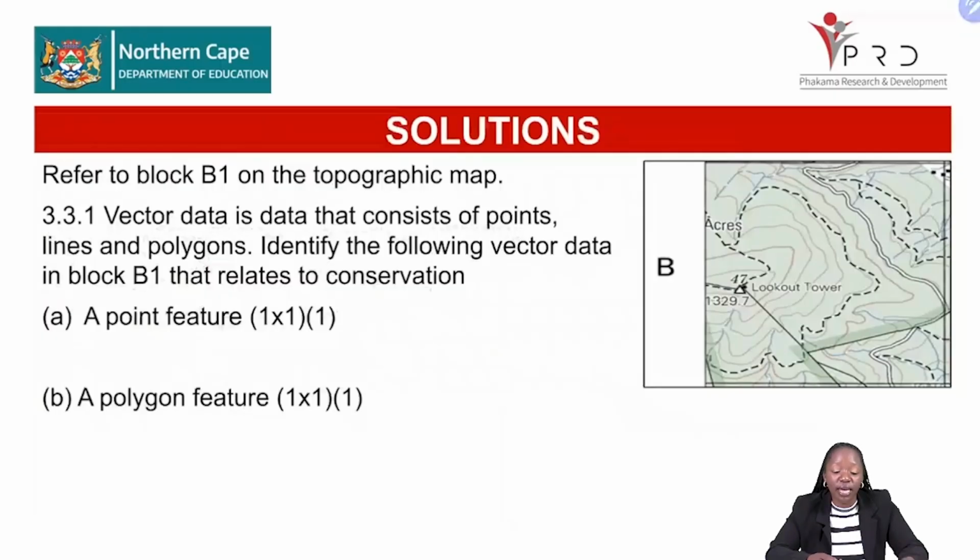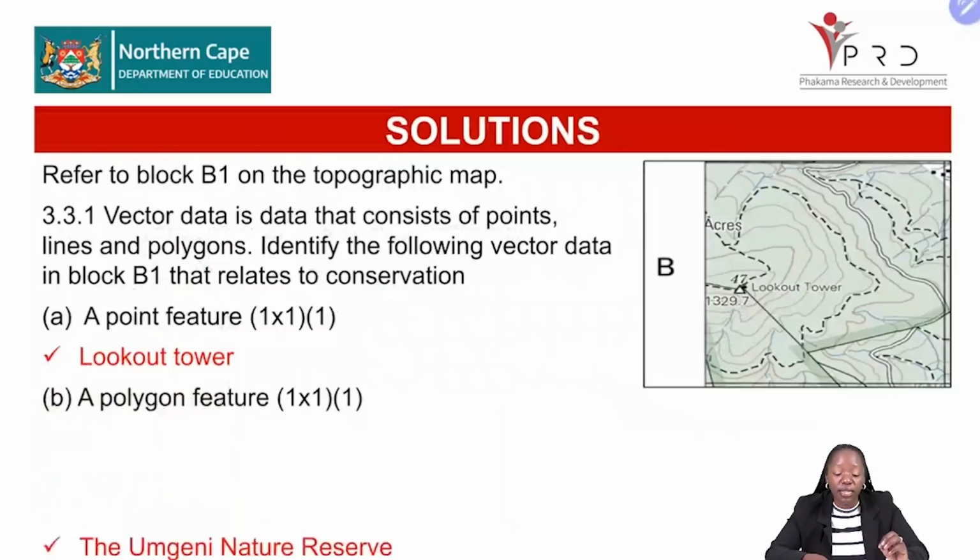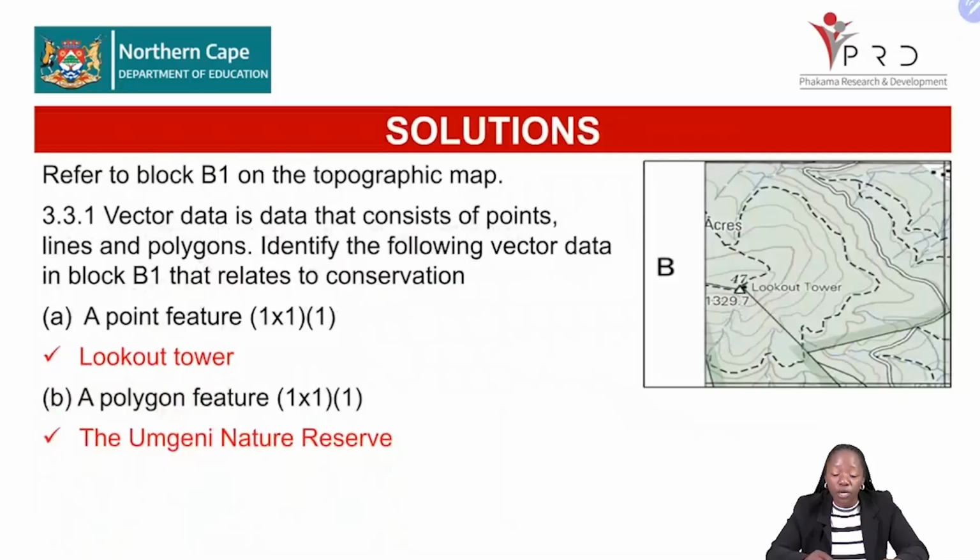Right? Looking there at our corrections, we're supposed to identify the vector data in the form of a point as well as a polygon. At A, there is a lookout tower. Remember the lookout tower, it is a point. Or one might say a spot height or a trigonometric station. Then at B, you were looking at the polygon. So the Umgeni Nature Reserve becomes a polygon.